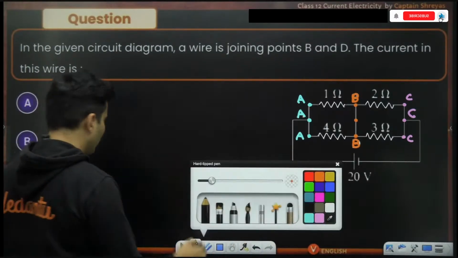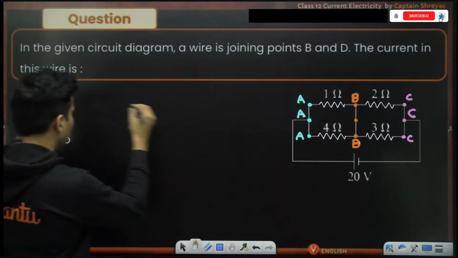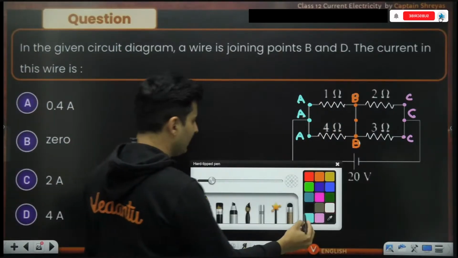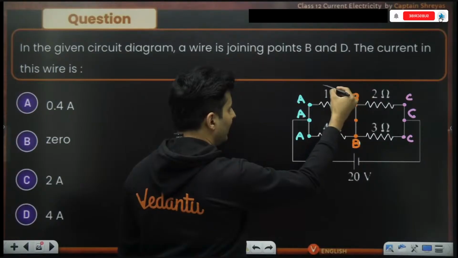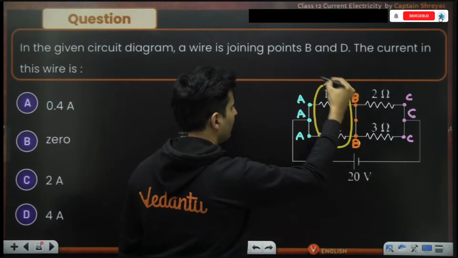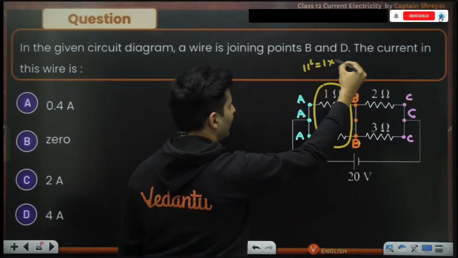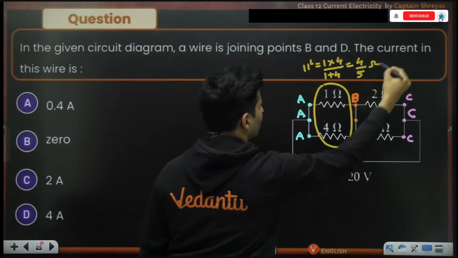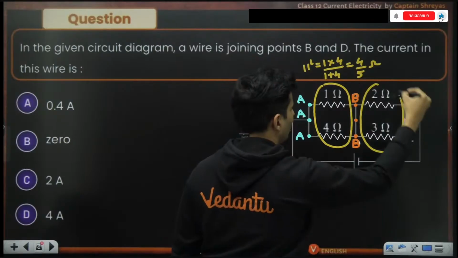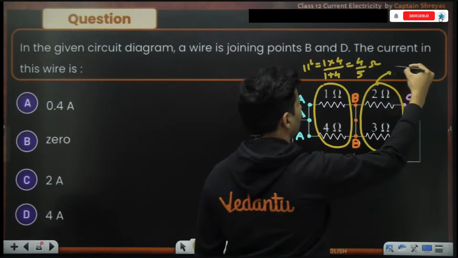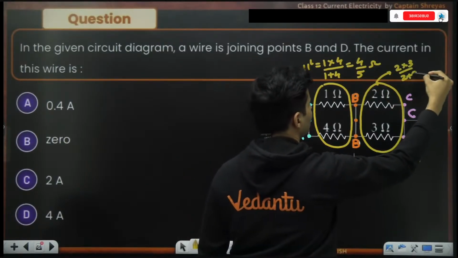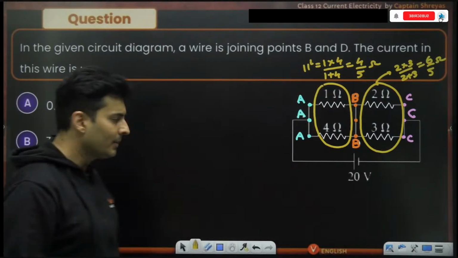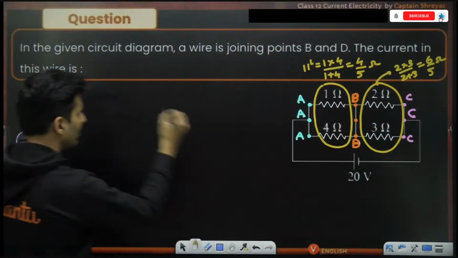So if I try to reduce that circuit, it looks something like this. It's like saying 1 and 4 are in parallel. Can you see that? So the equivalent will be 1 into 4 by 1 plus 4, which is 4 by 5 ohms. Same thing about 2 and 3. They are in parallel, so 2 into 3 by 2 plus 3, which is 6 by 5 ohms.